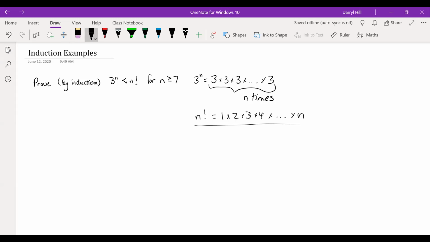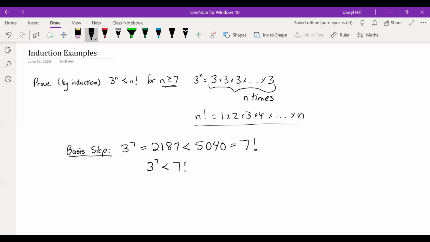Okay, in every inductive proof, we have our 2 main steps. We have our basis step, so we have to prove it for a simple case, the base case. In this case, that's 3 to the 7. So we want to prove it for n equal to 7, since that is the lowest number that we're going to deal with. And that's equal to 2,187, which is less than 5,040, which is equal to 7 factorial. Okay, so for n equal to 7, we have 3 to the power 7 is less than 7 factorial. And so that's true.